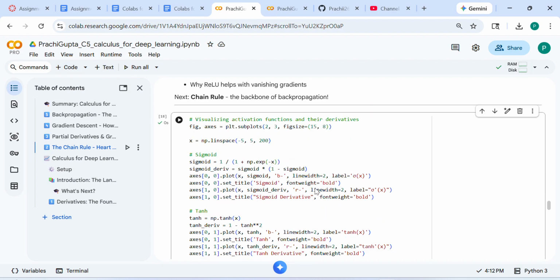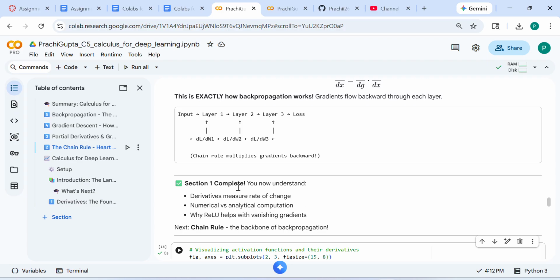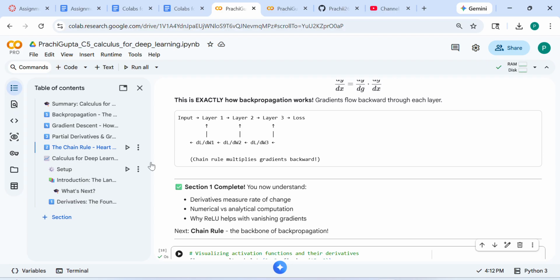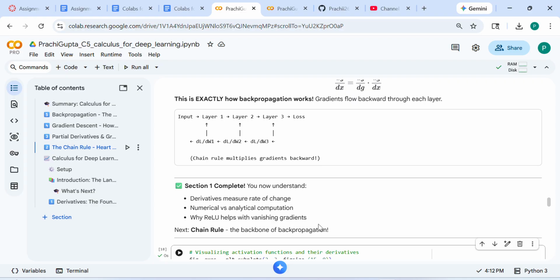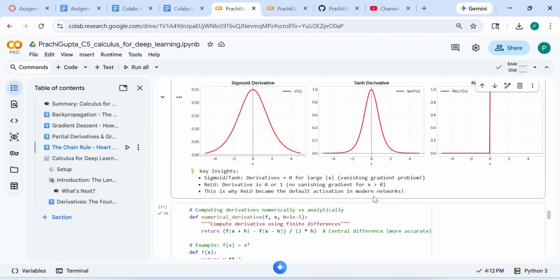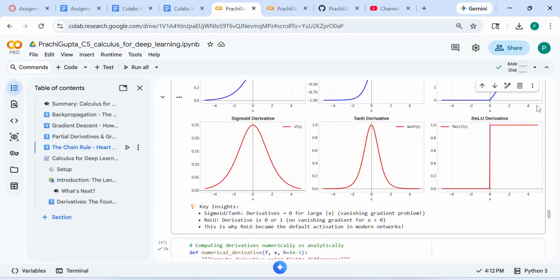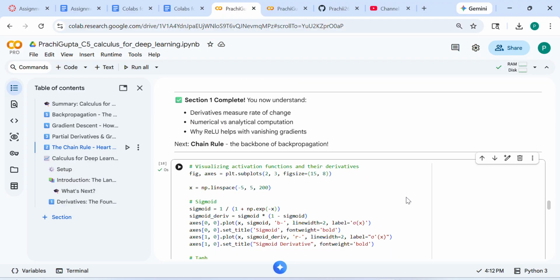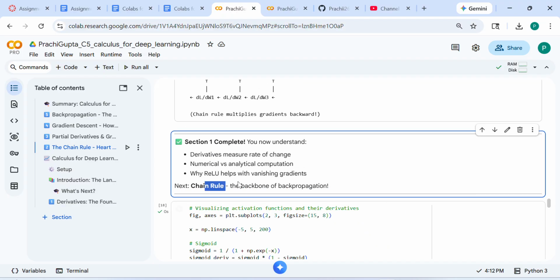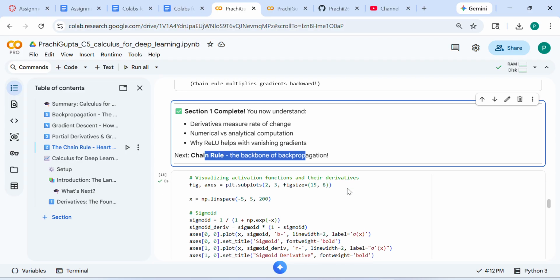So let's move on. We have seen the activation functions and their derivatives. Now we have completed section 1, and we have understood that the derivative measures the rate of change, numerical versus analytical computation, and why ReLU helps with vanishing gradients. With sigmoid and tanh, the derivative curves are the reason they have vanishing gradients. But with ReLU, it's either 0 or 1, so it helps with that. Now next we will go to the chain rule, which is the backbone of backpropagation.